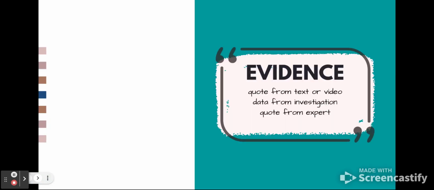Then you could do the evidence. Notice how the evidence is in quotation marks because most of the time, evidence is a quote from a text or a video. You also could interview an expert and use someone speaking as a quote. And we did data from an investigation. Those are all forms of evidence. There are other ones too, but those are kind of the main ones we use.